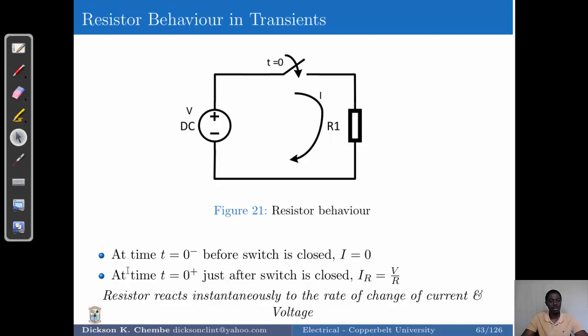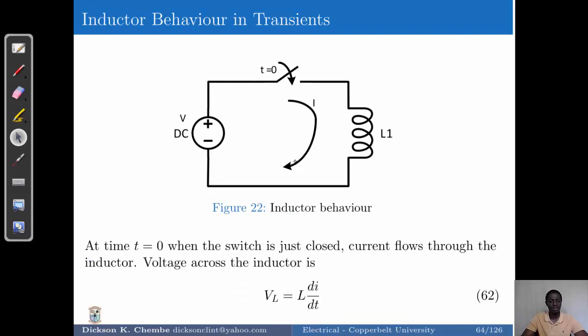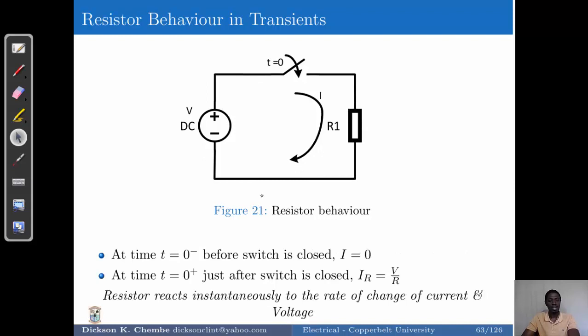So before the switch is closed, at t equal to 0 minus, the current is 0. And at the moment when we just close the switch, we have a current in the circuit, which is IR equal to V over R. As you have noticed, the resistor is going to have a voltage drop instantly. So it's going to react instantaneously to the change of current, in this case, or voltage.